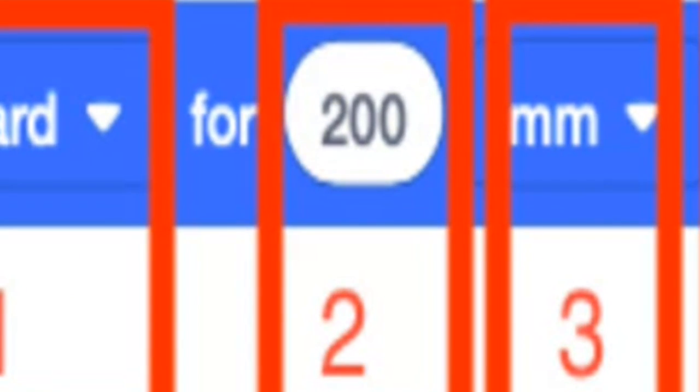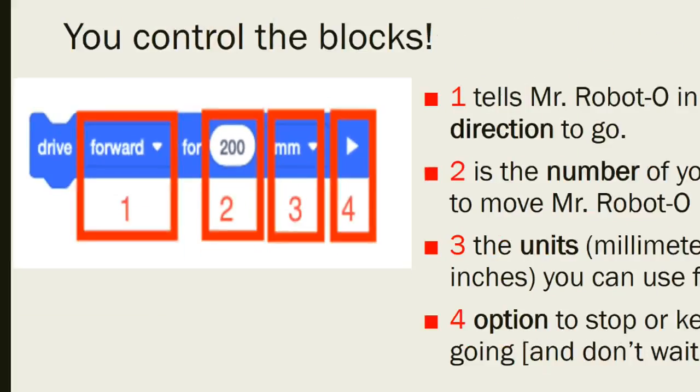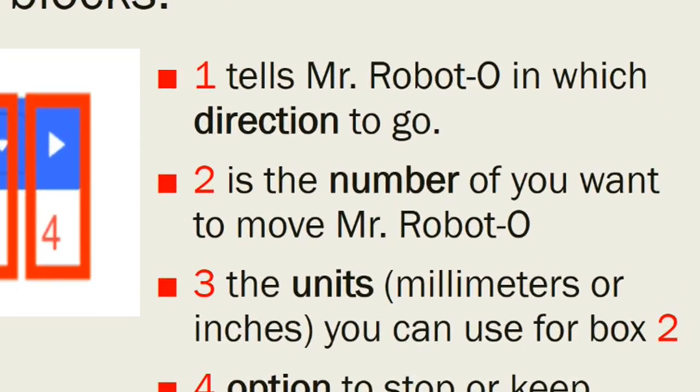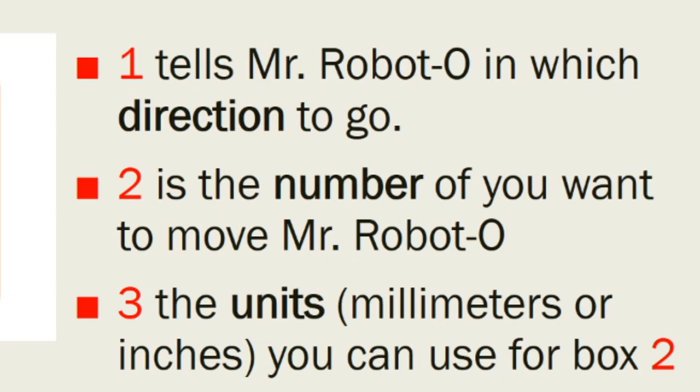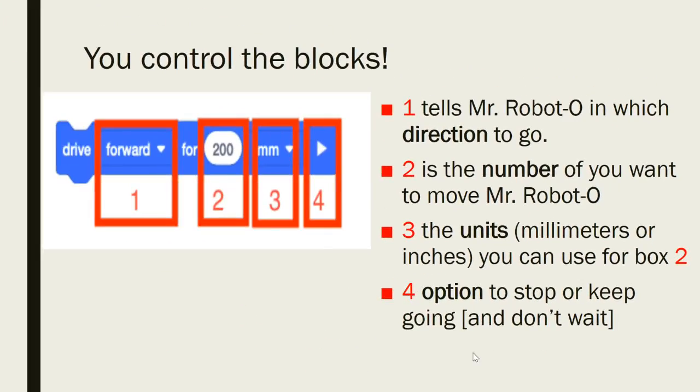The second part of your block is the white oval. This is a numeric value. You can input whatever value you want in there, 2, 20, 200, 2000. There's also others that contain alpha values where you can input letters to make words. In this case, we're only using numeric value for this specific block.